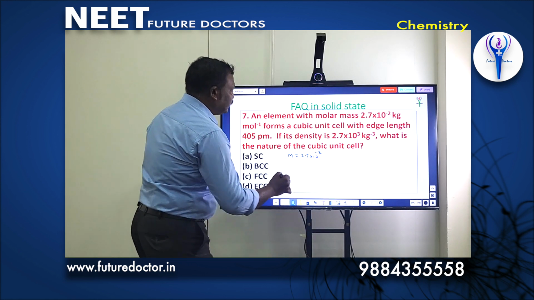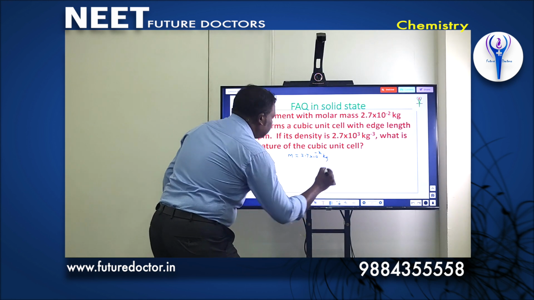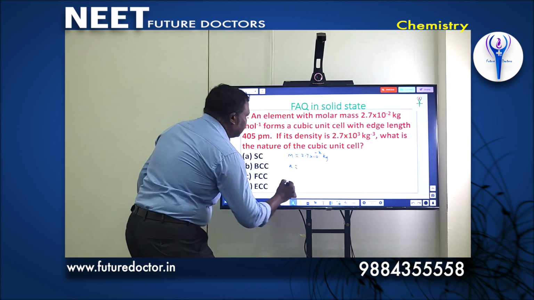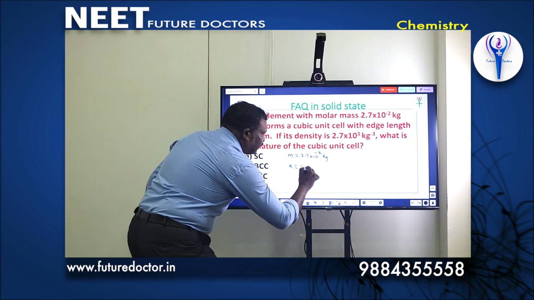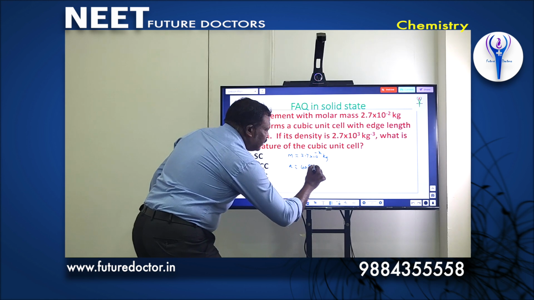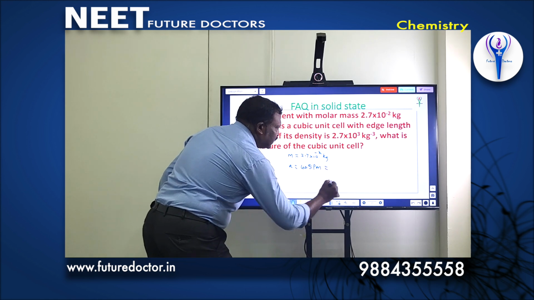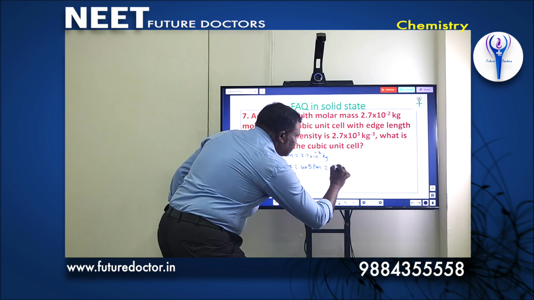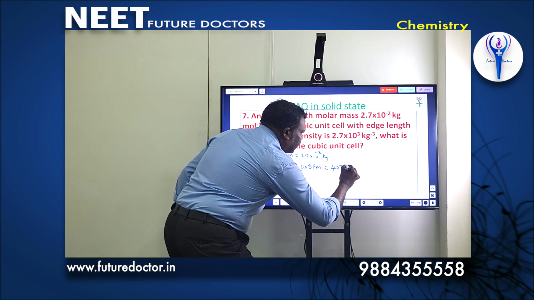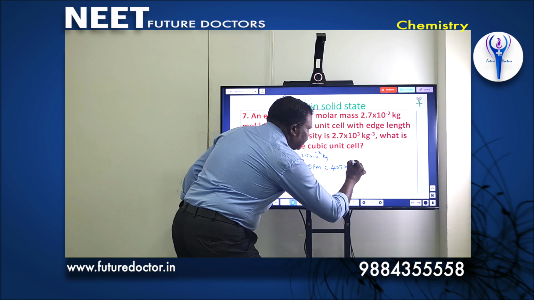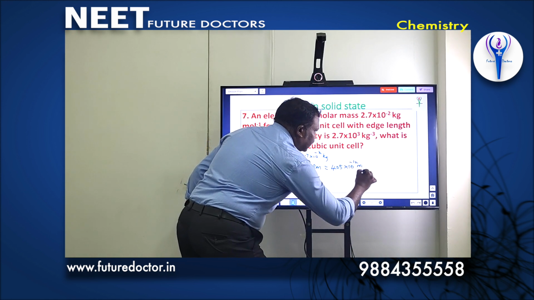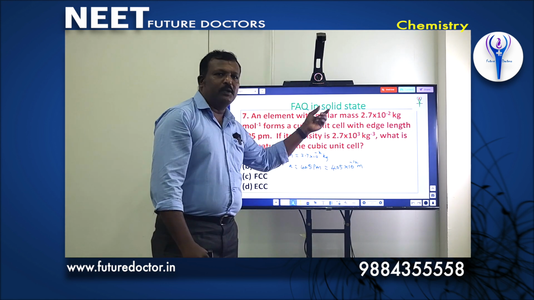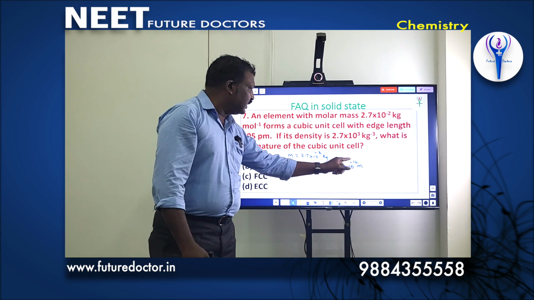Okay. Then the edge length, nothing but small a, is also given. 405 picometer. You must convert it into meter. How to convert? 405 into 10 power minus 12 meter. Understood? So here the formula having a cube is coming. Then only we can simplify this also.